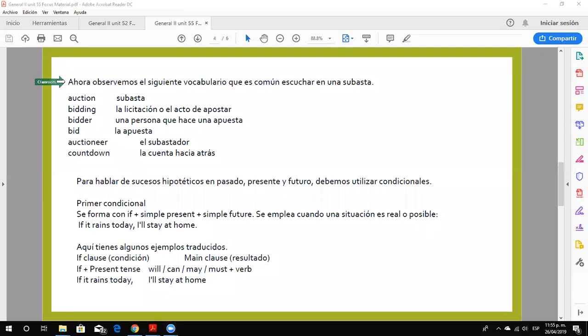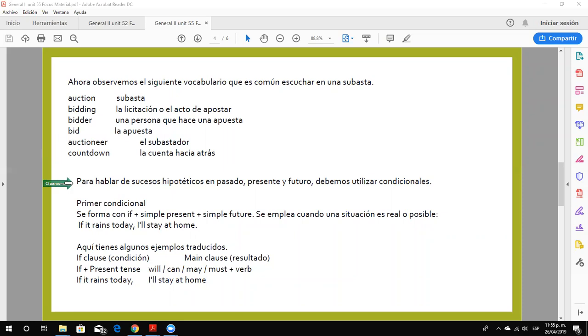Now, let's observe the following vocabulary that it's common to listen in an auction. Auction, bidding, bidder, bid, auctioneer, countdown.